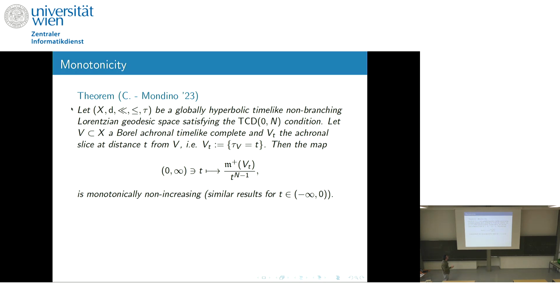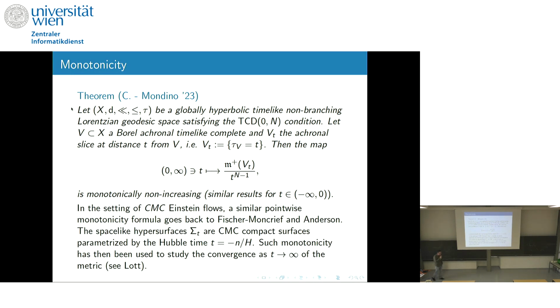If you have a globally hyperbolic time-like non-branching Lorentzian geodesic space that satisfies the TCD_0(n) condition, here I'm putting 0 for brevity, but it's the same for different lower bounds, and V is an achronal time-like complete subset, and V_t is the achronal slice at distance t from V, then this ratio is monotonically non-increasing as a function of time. So as soon as you take these slices and divide by t to the n-1, this is not going to increase.